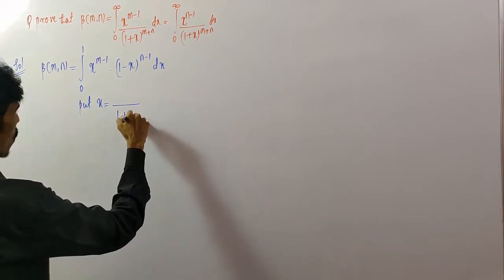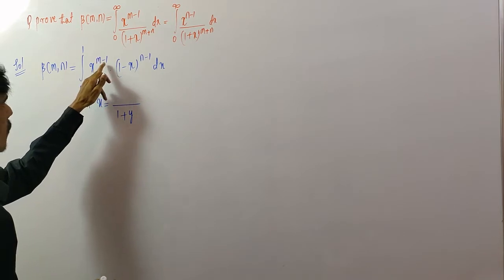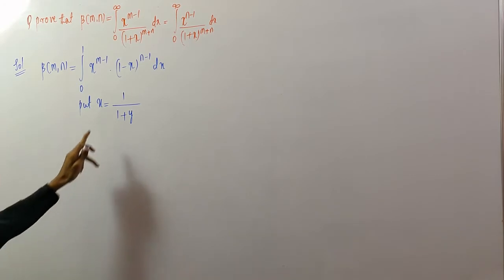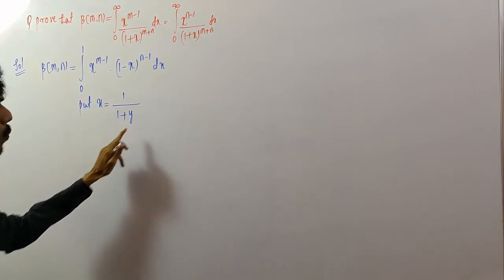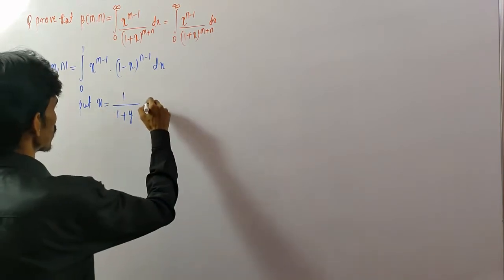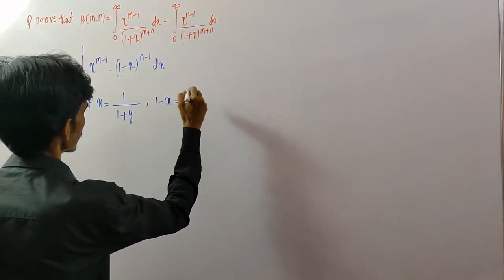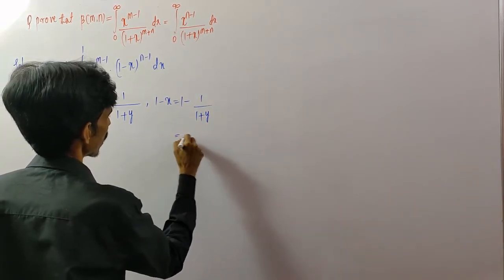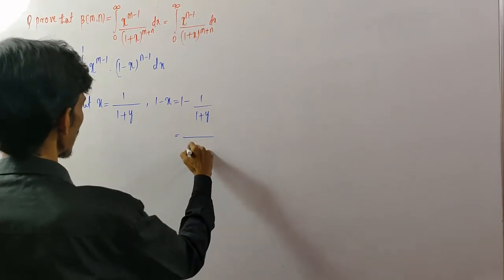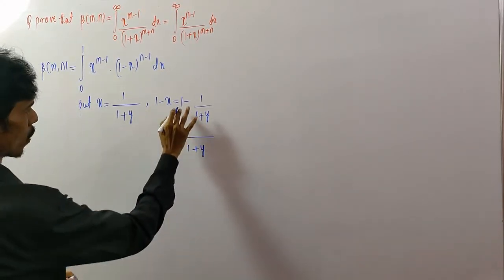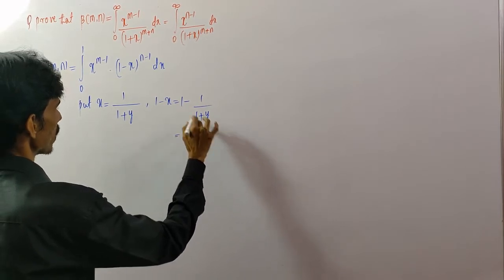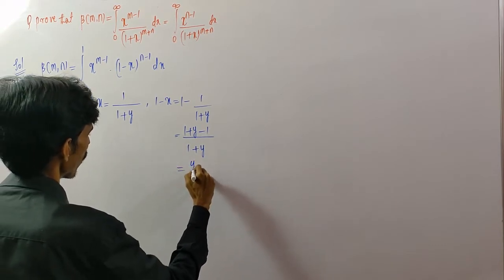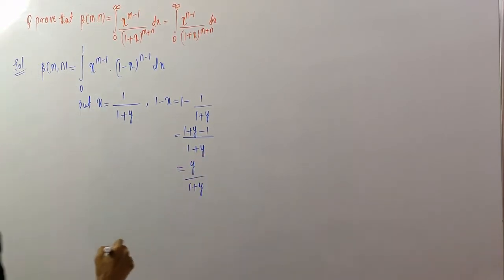Here take 1 plus y. Here we have x power of m minus 1, the coefficient is 1. So take this substitution as x equal to 1 by 1 plus y. Here we have 1 minus x, so calculate 1 minus x. The value of 1 minus x is 1 minus 1 divided by 1 plus y. Take LCM, we have 1 plus y minus 1 over 1 plus y. So plus 1 minus 1 get cancelled. We have y divided by 1 plus y.